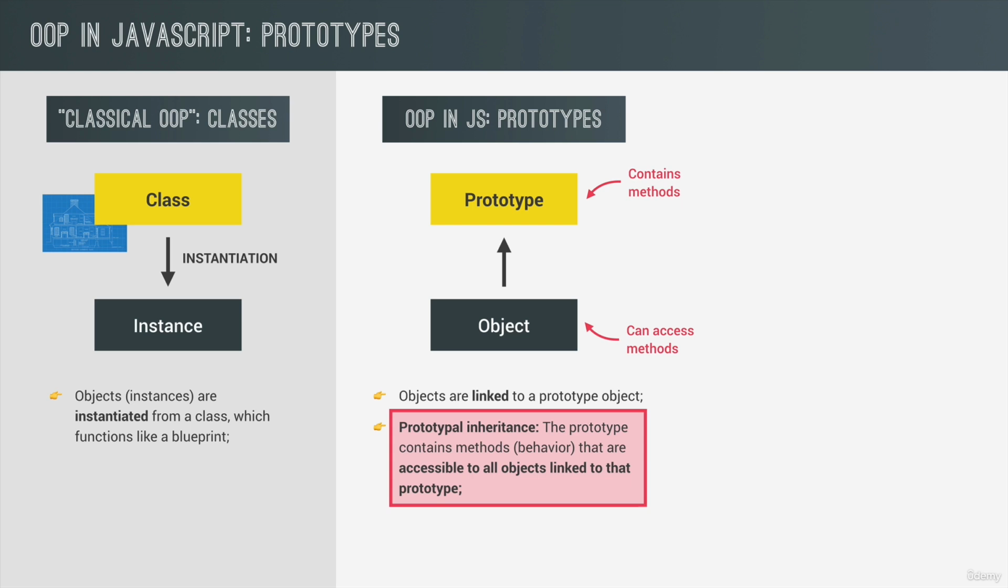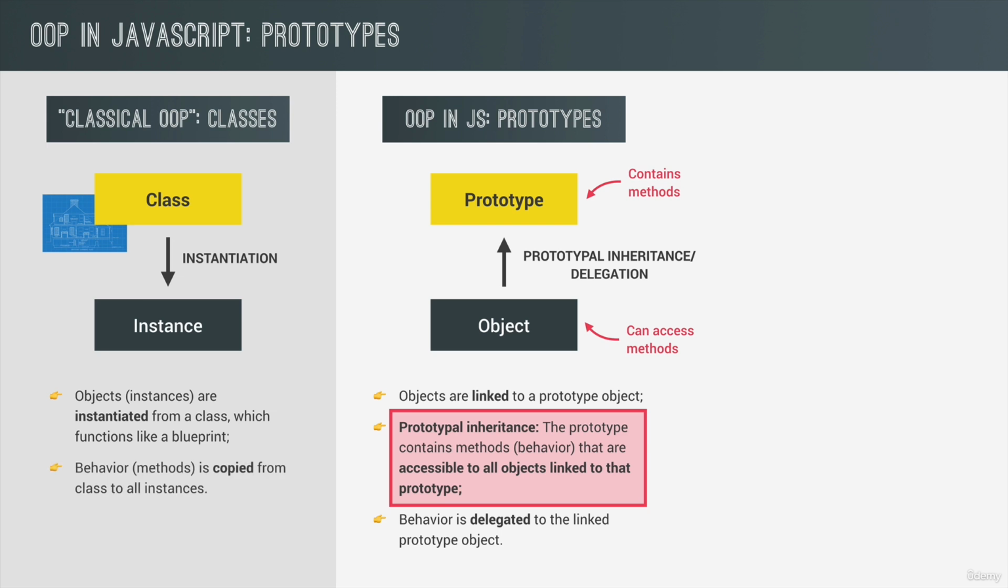Now we can also say that objects delegate behavior to the linked prototype object, and behavior is just another term for methods here. So besides prototypal inheritance, we also call this mechanism delegation. That's also the reason why this arrow is pointing upwards, because technically objects delegate their behavior to the prototype. On the other hand, in classical OOP with classes, the behavior, so the methods, are actually copied from the class to the objects. And so that is completely different.